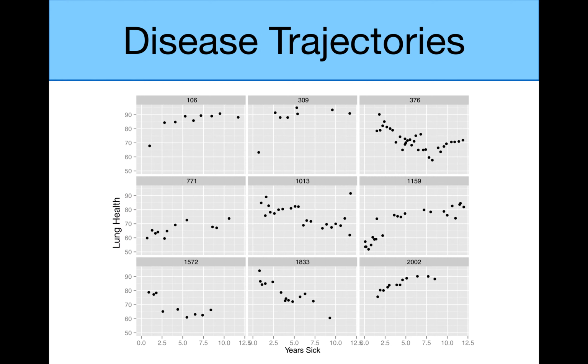Our approach builds upon the linear mixed model, a widely used model for clinical trajectory data. Here we show some sample trajectories of scleroderma-related lung disease. Each of the 9 grid cells represents the lung function for one individual over a period of 12 years. Each dot is a single laboratory test result. Higher values indicate better lung function.